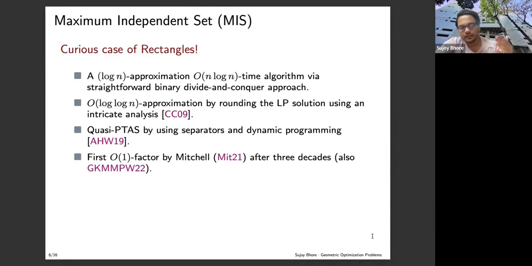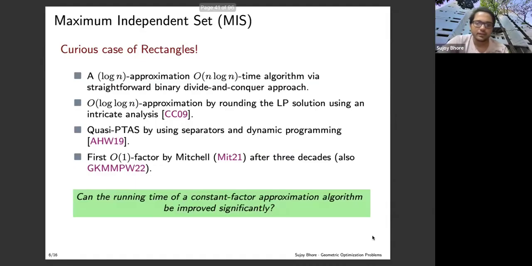And the first major breakthrough after nearly three decades was by Mitchell, who gave a constant factor approximation for this problem. And subsequently, Gálvez et al. brought the approximation factor to 2 plus epsilon. So the question that Mitchell asked in his work is: can the running time of a constant factor approximation algorithm be improved significantly? This is the question that we are first interested in for the independent set problem.